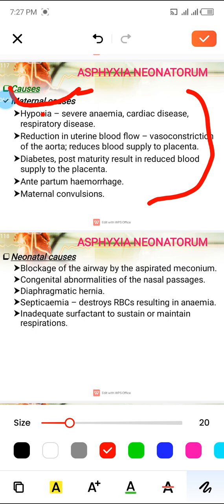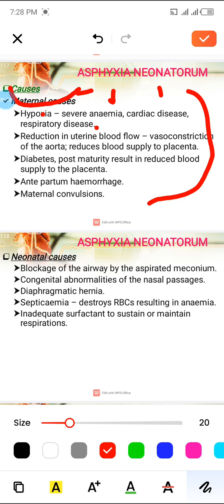What can reduce the oxygen in the tissues? The mother can have either severe anemia or a cardiac disease or a respiratory disease. These can reduce oxygen in that woman, leading to hypoxia. So even the baby will not receive adequate oxygen.